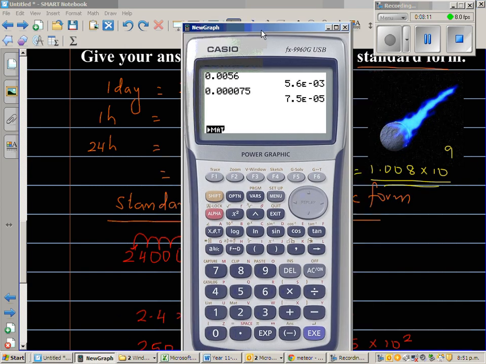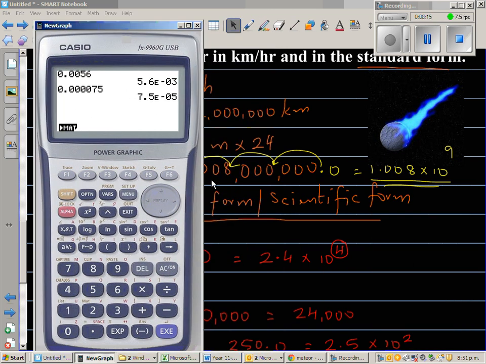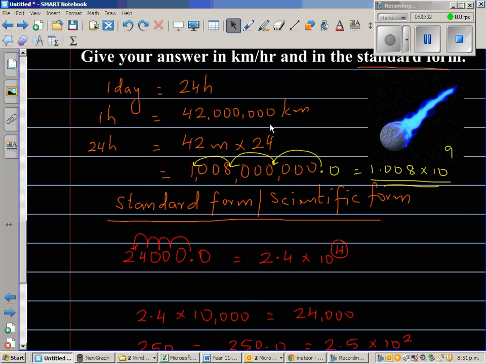We'll check this on a calculator. You have 1008 and then 6 zeros. Let me type in 1.008 times 10 to the power 9, which is 1008, and you've got 6 zeros: 1, 2, 3, 4, 5, 6. So the answer is correct.